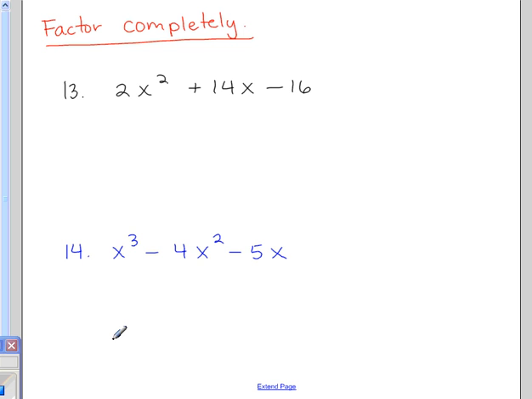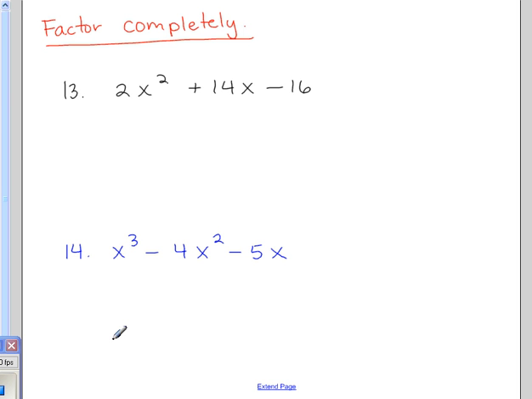Last topic that I want to talk about in this section is where you may have a common factor involved in your trinomial. These will say factor completely. Step one should always be, is there a greatest common factor? Well, as I look at number 13, 2x squared plus 14x minus 16, there is a common factor. 2 will go into every term.